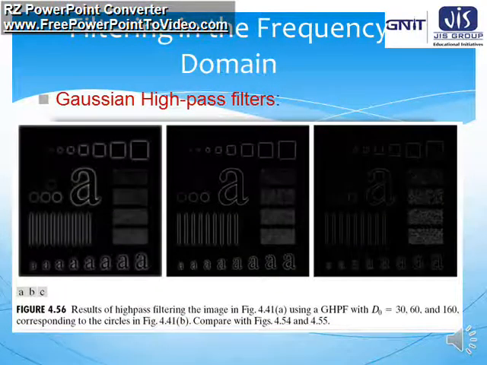Here we have the Gaussian high pass filter. The same example has been treated with the Gaussian high pass filter. These are the results of high pass filtering of the previous image using the GHPF, or Gaussian high pass filter, with D0 equals 30 for the first image, D0 equals 60 for the middle image and D0 equals 160 for the extreme right side image, corresponding to the circles in this figure. So we can see the difference between the previous slide and this slide, as we are using the same values of D0.